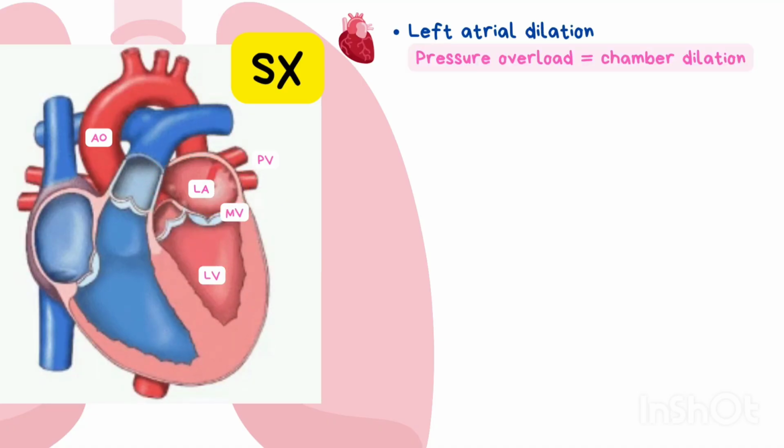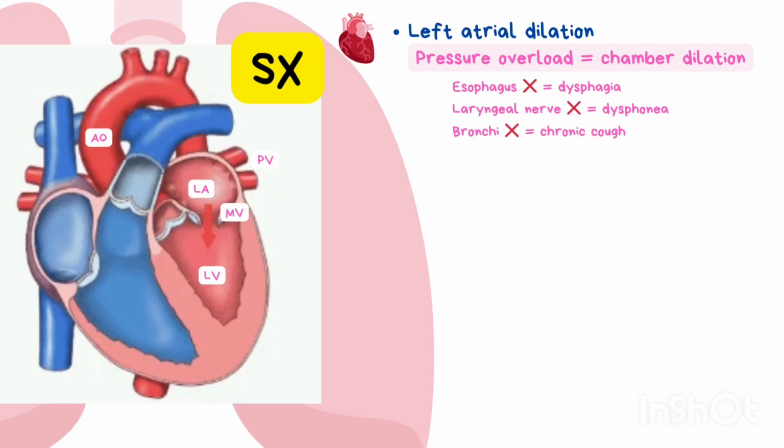As the left atrium enlarges, it starts to crowd nearby structures in the chest. It can compress the esophagus, causing what's called dysphagia, or difficulty swallowing. It can press on the left recurrent laryngeal nerve that loops around near the heart, causing hoarseness of voice, also known as dysphonia. It may even push against the bronchi, leading to a chronic cough.